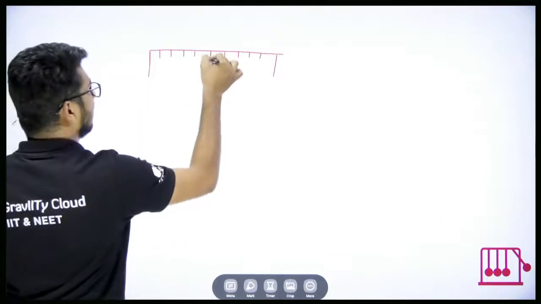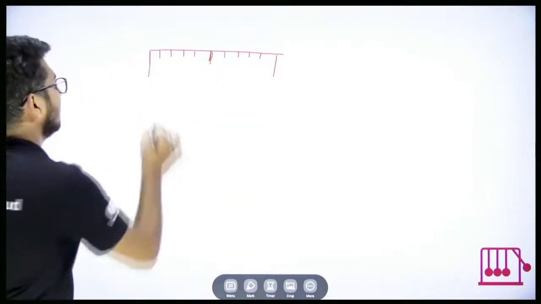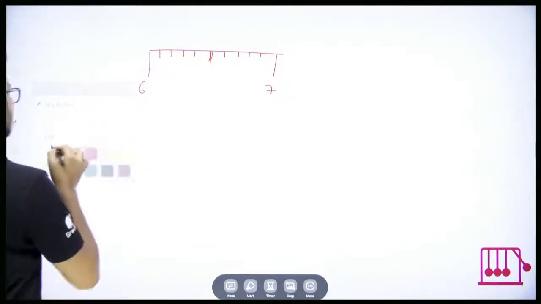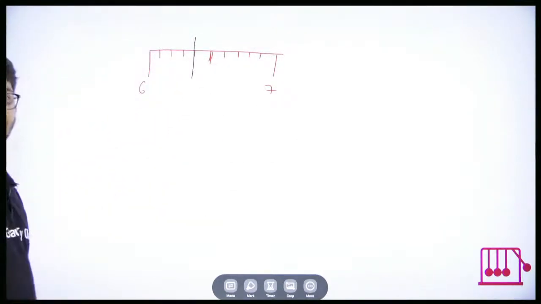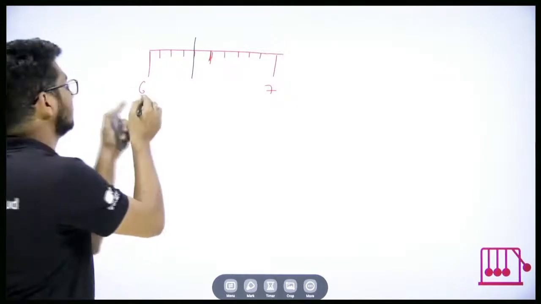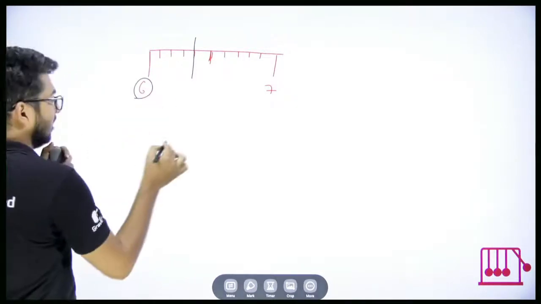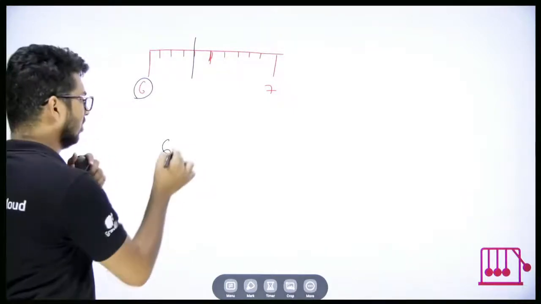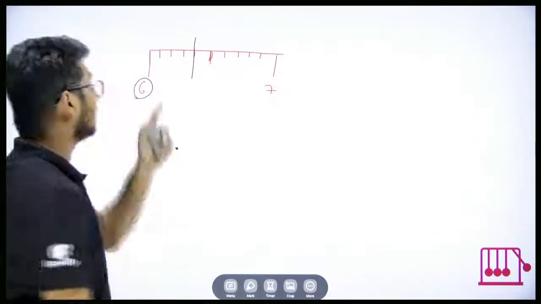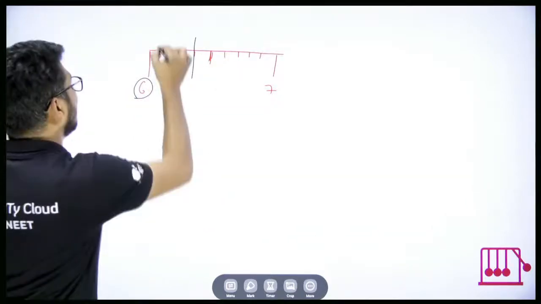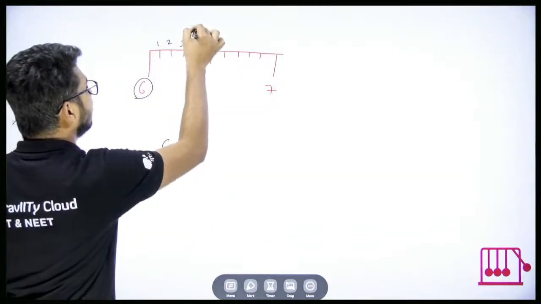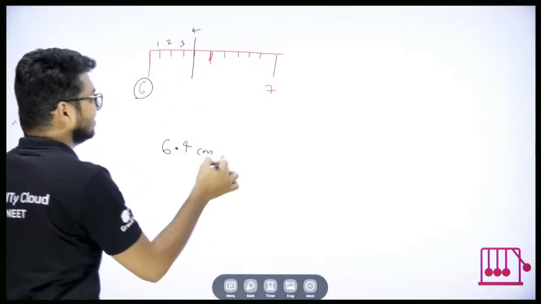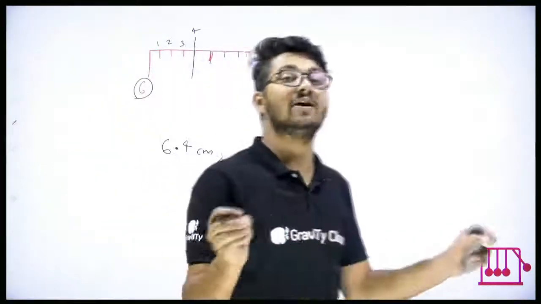This is how your scale will look. Let's take between 6 and 7, and the reading coincides with here. So you take the left reading. What is the left reading here? 6. Then write down 6. Then put a point, a dot. Then count the number. 1, 2, 3, 4. What is the number here? 4. So I'll write it as 6.4 centimeter. That's a way of writing it down.